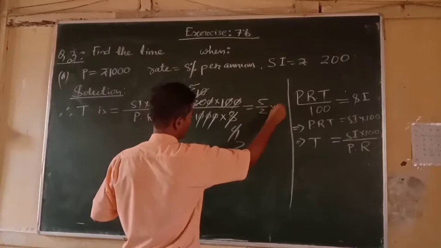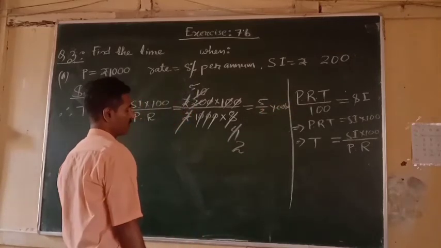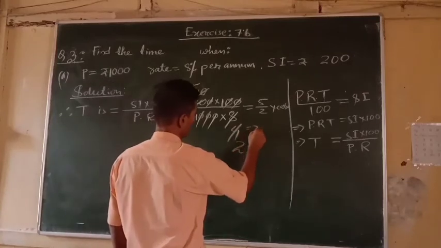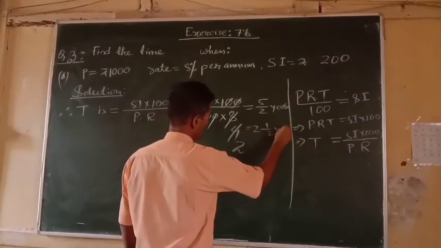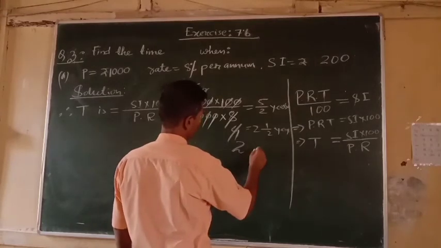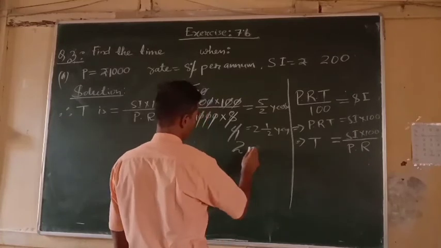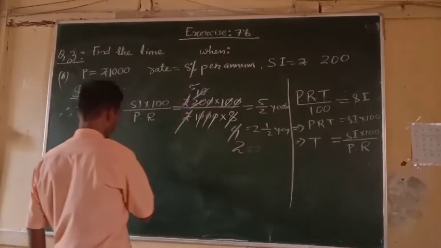5/2 years. You can write that, or if you want you can write 2.5 years. 2.5 years means what? 2 years 6 months.